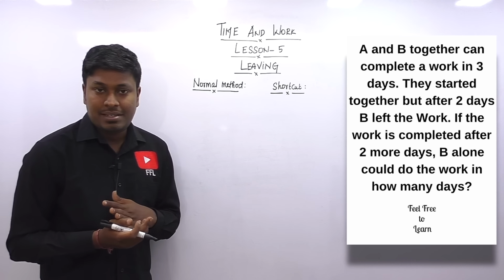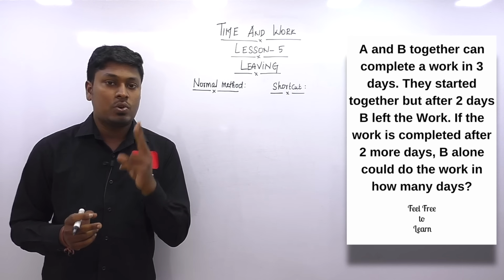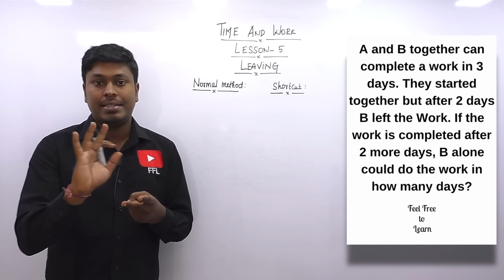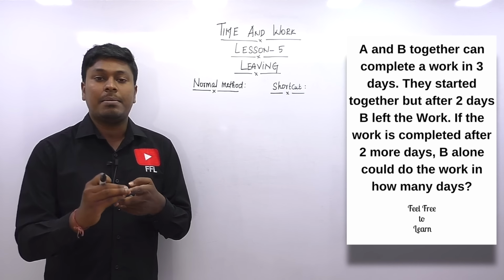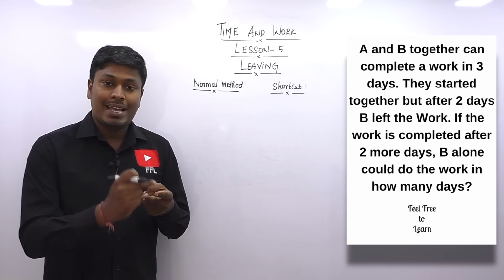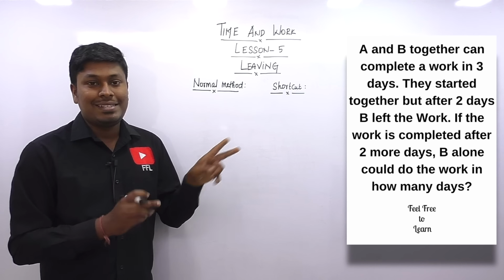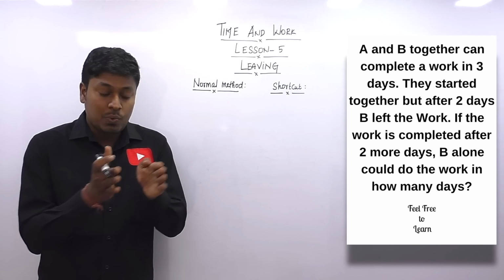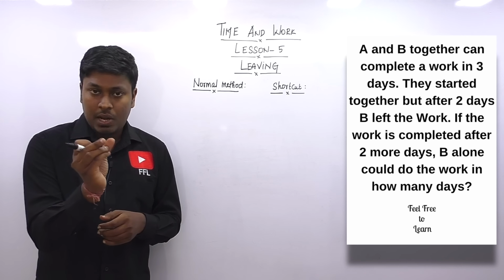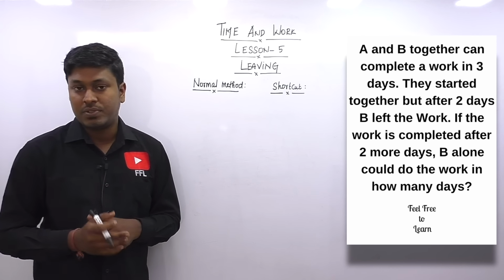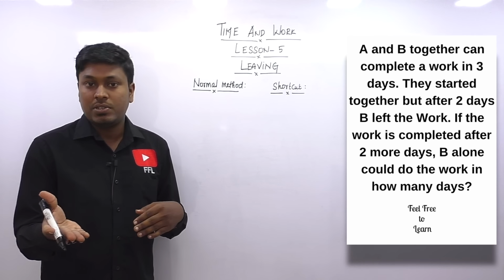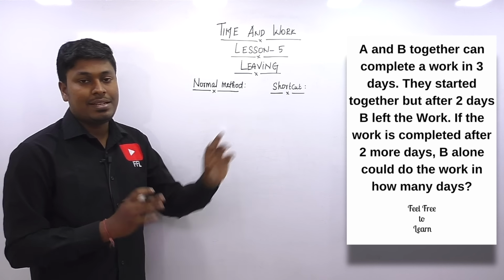So friends, interesting question. First of all, understand the concept of the question. There are 2 persons, A and B. Both of them can complete a piece of work in 3 days if they are working together. Here the concept is they started the work, so the first day and second day they are working. After 2 days, B left the work, and the remaining work was done by A alone in 2 days. By using this data, our target is to find how many days B alone can complete the piece of job. This is based upon leaving, because after 2 days of working, B left the job. So this concept comes under lesson number 5, that is leaving.